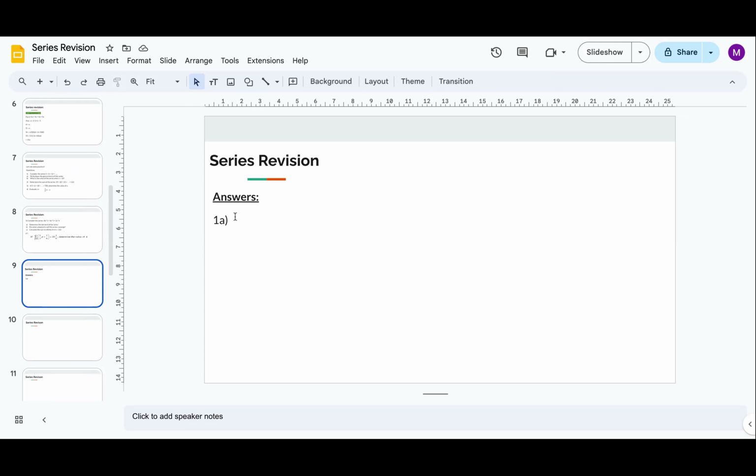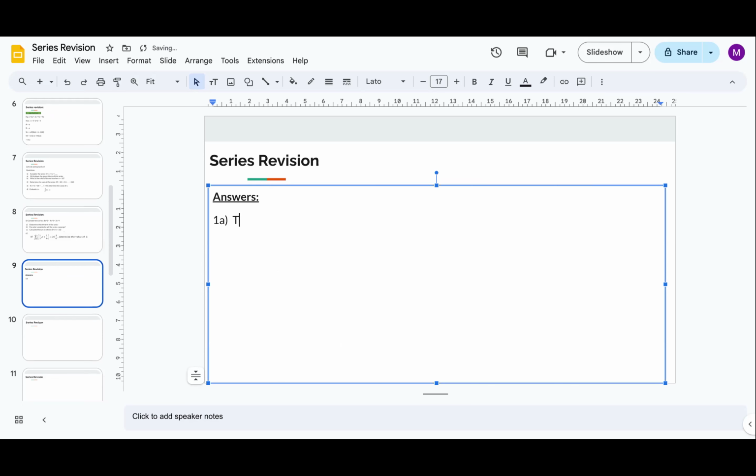ratio of 2. So we know that for a geometric sequence, the general term can be given as Tn is equal to A R to the power of n minus 1. In this case, our A value is 3, our R value is 2, and thus the general term Tn can be given as 3 times 2 to the power of n minus 1. This is the general term that describes the sequence that we had been given.